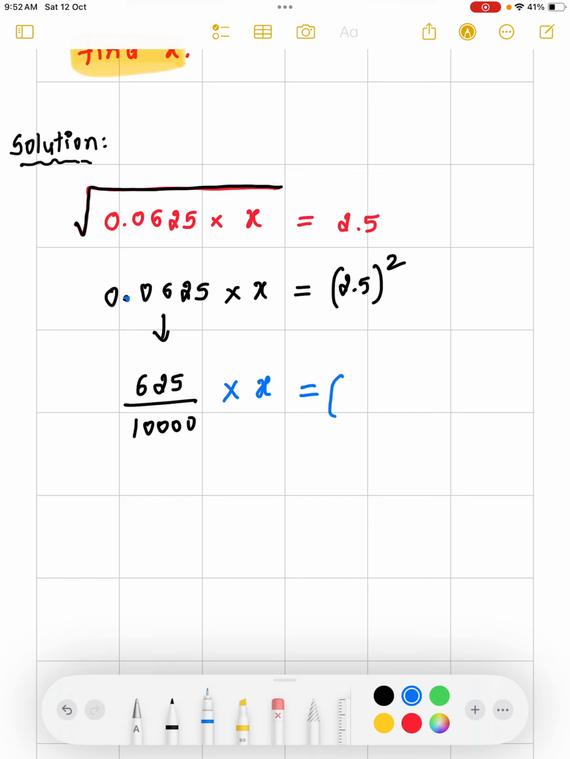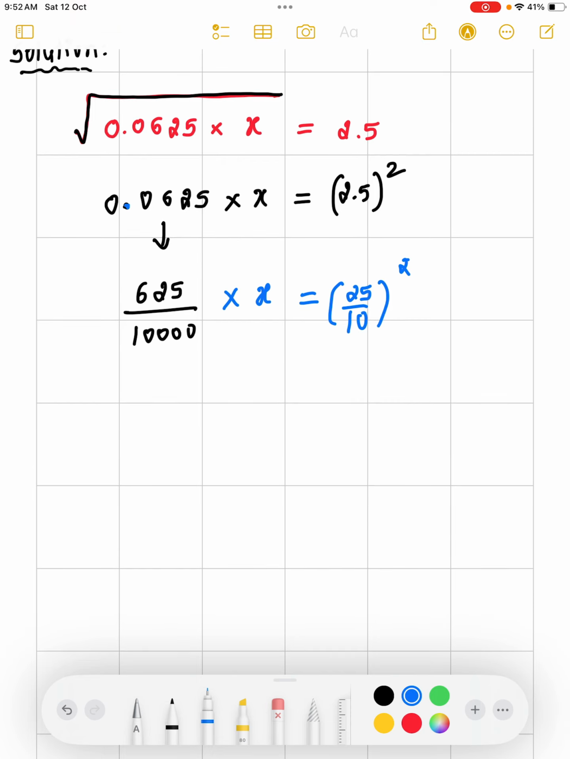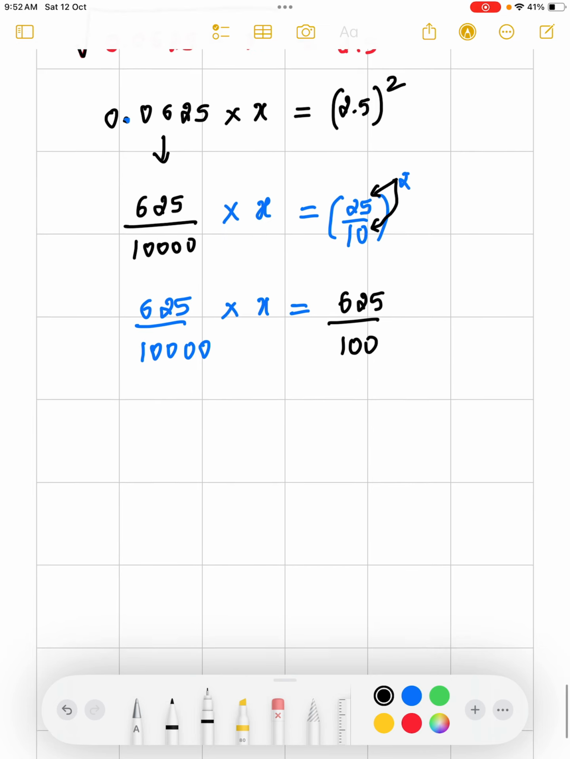So before squaring this 2.5, let me convert this into a fraction. 2.5 can be written as 25 by 10. Now, we will write down 625 divided by 10,000 times x. Now we will square it. What is 25 squared? 625. What is 10 squared? 100.